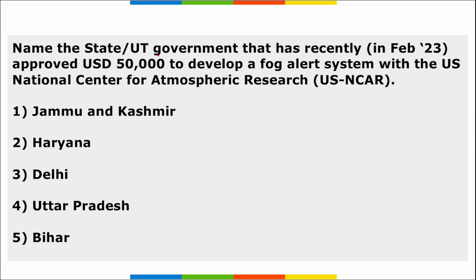Next, name the state or union territory government that recently approved $50,000 to develop a fog alert system. Apart from the fog alert system, we can also say that recently a climate monitoring system was launched. To develop that climate monitoring system, which state government has approved $50,000 with the US National Center for Atmospheric Research? It is Bihar that has approved this $50,000 for the fog alert system or weather monitoring system.